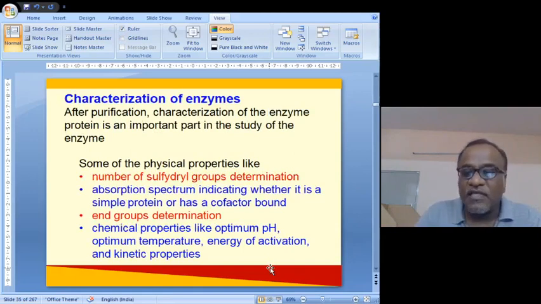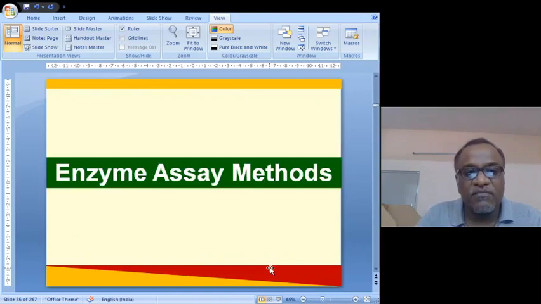And some of the other properties are the number of sulfhydryl groups, then the absorption spectrum, indicating whether it is a simple protein or has a cofactor bound. End group determination. Chemical properties like optimum pH, optimum temperature, energy of activation, and kinetic properties. So these are some of the important characteristics of an enzyme that can be determined.